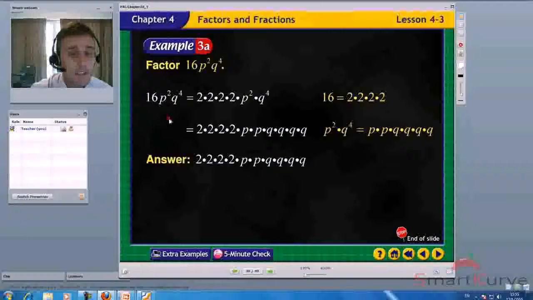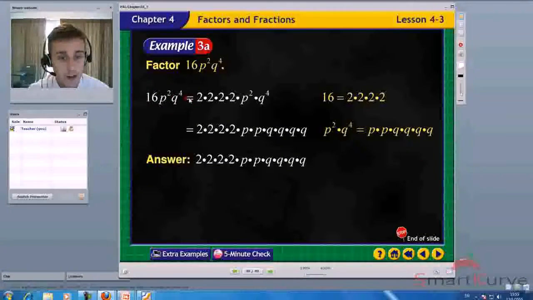Factor 16p squared q to the 4th. 16p squared q to the 4th is the same as 2 times 2 times 2 times 2, p squared, times q to the 4th. So we have 2 times 2 times 2 times 2, p squared is 2 p's, q to the 4th is 4 q's. So the answer is 2, 2, 2, 2, p, p, q, q, q, q. That is the factorization.